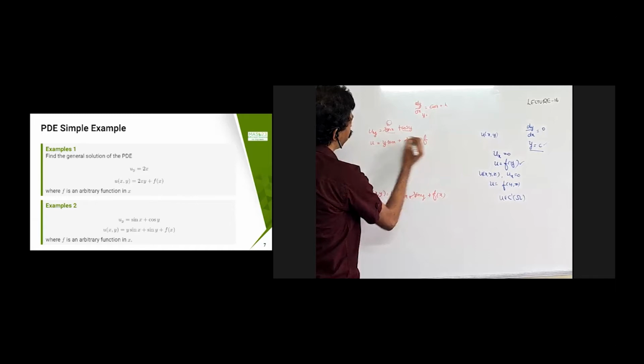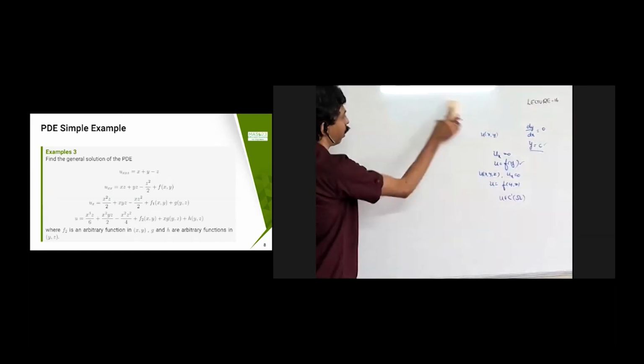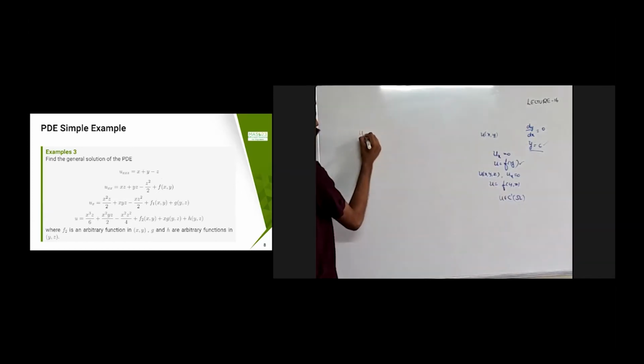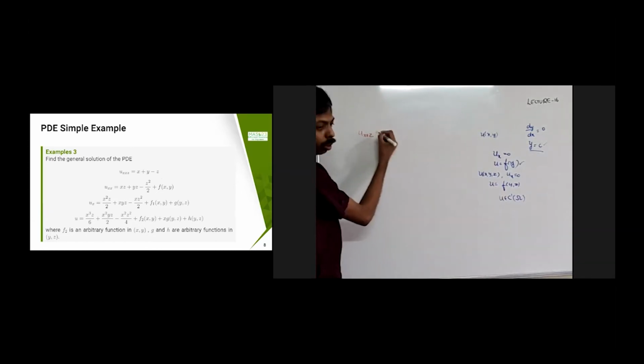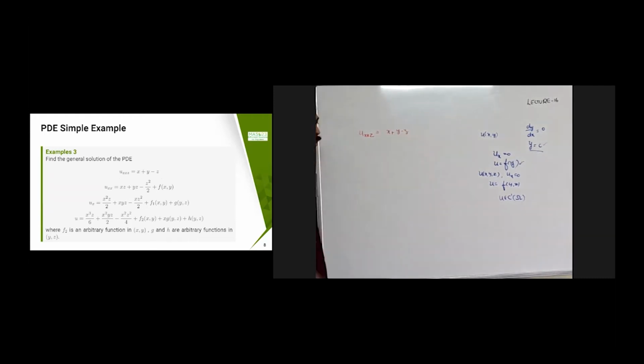Okay, this is another problem. Suppose you have multiple derivatives, uxxz. How do you proceed? uxxz equal to x plus y minus z. So we will remove one by one.